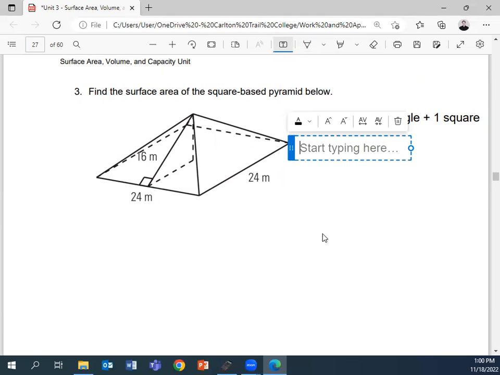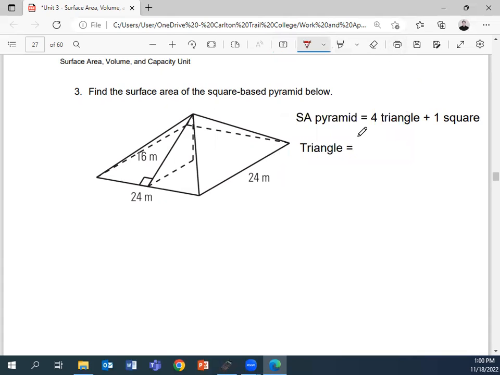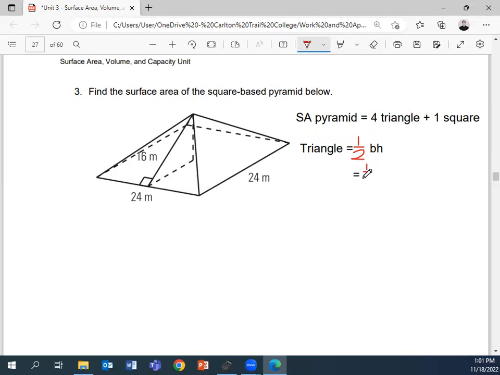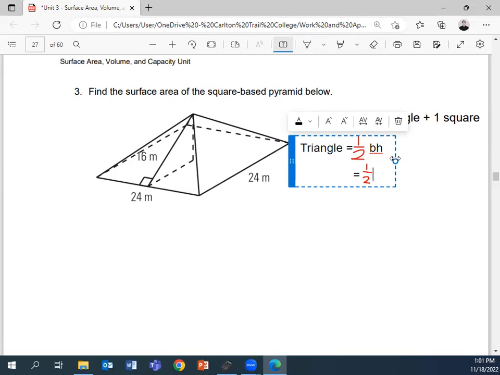So let's find the area of my triangle first. So triangle is what formula? A half base times height. BH. Yep, base and height. So that's just a half times base times height. Then we have to do that 4 times to find the surface area, right? Add it 4 times. We'll need to eventually, yes.